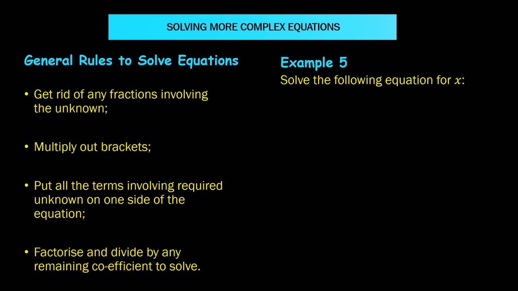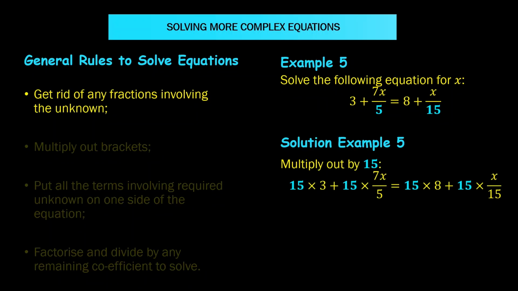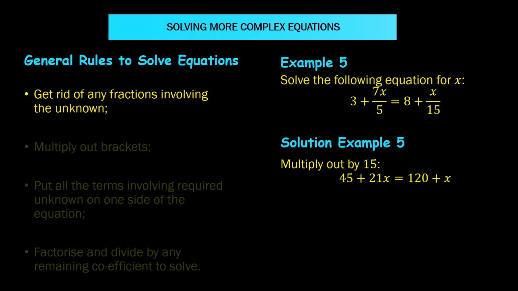If we're required to solve this equation for x, then we begin by multiplying out by 15, as we want to get rid of any fractions which involve the unknown, and multiplying out by 15 will do the trick, as shown here. This tidies up to this expression: 45 plus 21x equals 120 plus x, and notice that all the fractions have now disappeared.